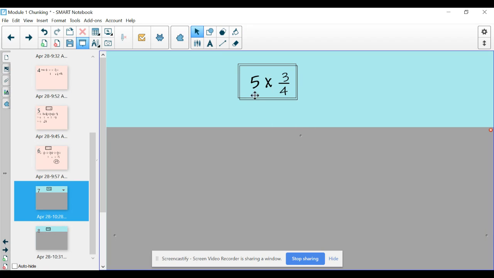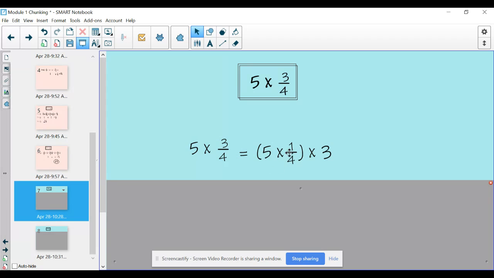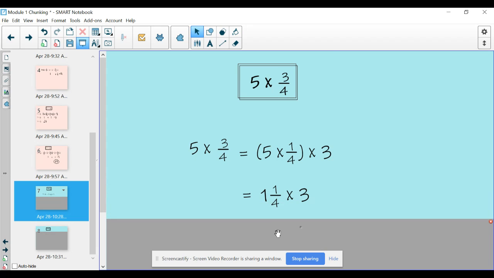By that I mean, to solve 5 times 3/4, I could take my 5 times 1/4 and then scale it up by 3 since my numerator is 3. Now this is a little bit simpler because we already know what 5 times 1/4 is. That's 1 1/4. And I'm going to have that 1 1/4 3 times because I have 3/4. So then I'm doing 1 1/4 times 3.